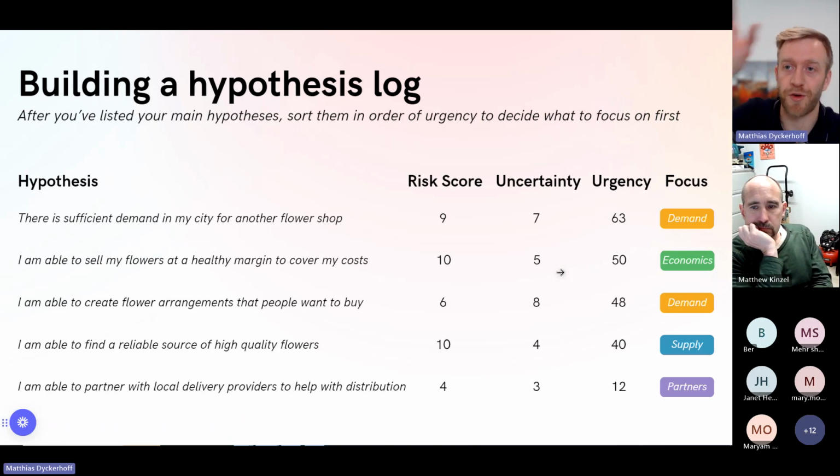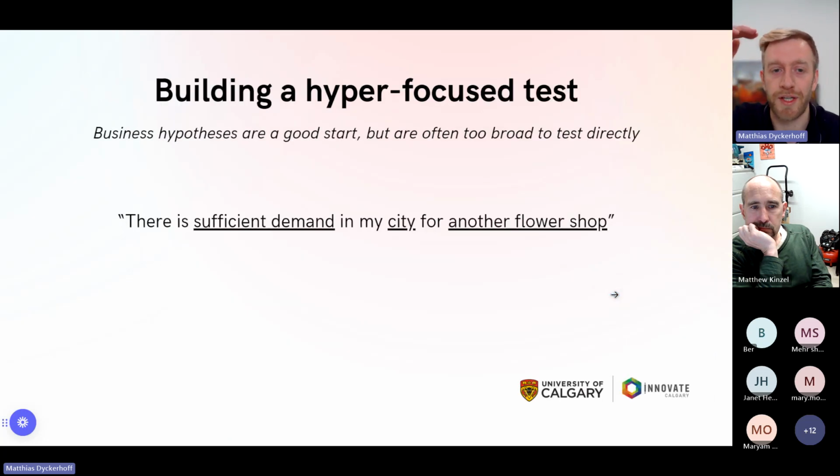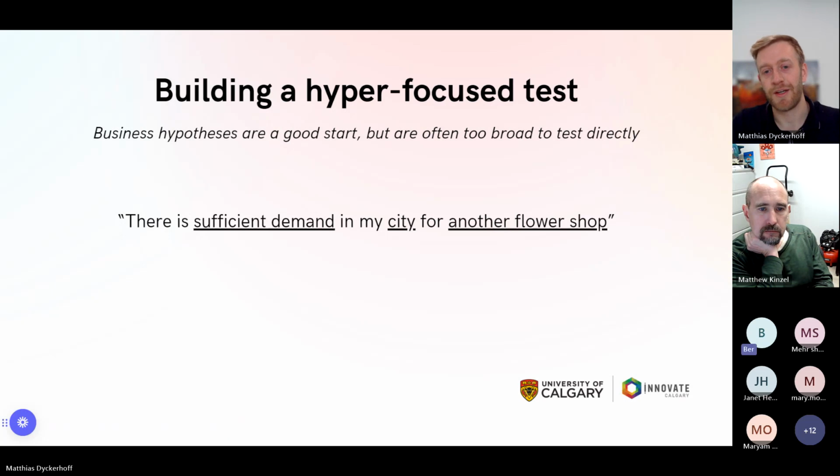So let's take the first one here. I'm going to dig into it a bit deeper. Let's look at this hypothesis that there's enough demand in my city for another flower shop. This is maybe a good start for knowing what you want to test, but it's still a big hypothesis that is not easily testable without maybe some investment.